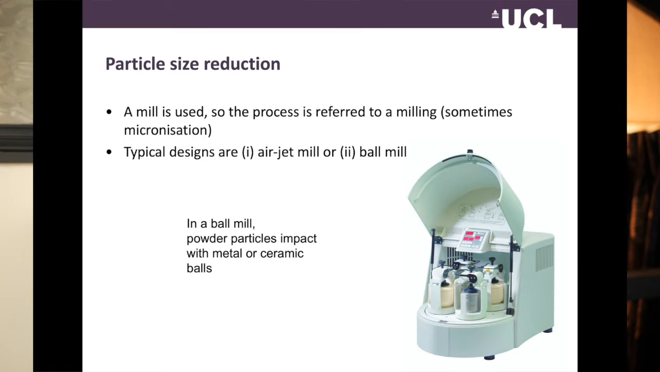The other type of mill is a ball mill. And so, as the name implies, it uses balls, ball bearings in this case, stainless steel ball bearings, to smash powder particles to a smaller size. Think of it like pulverization. So we have one of these in the school actually. You might end up using it during your project later in the year.